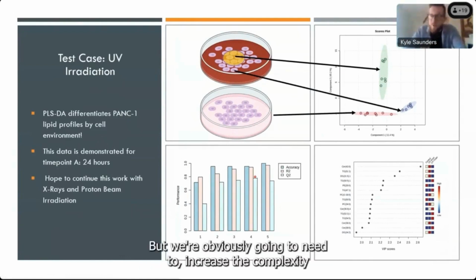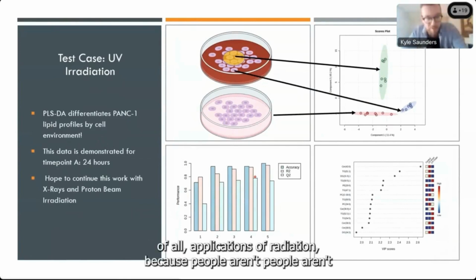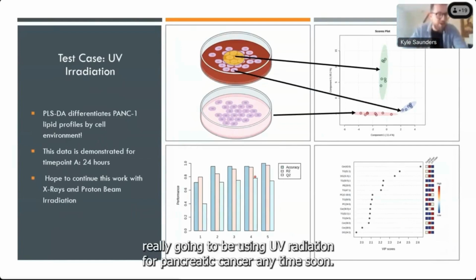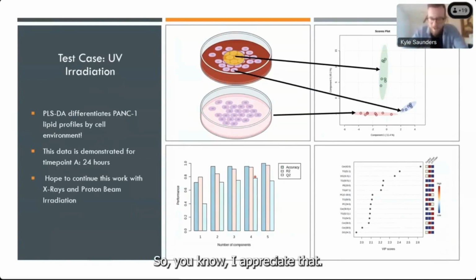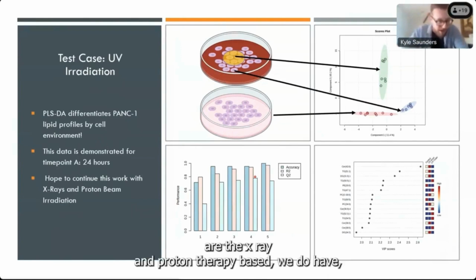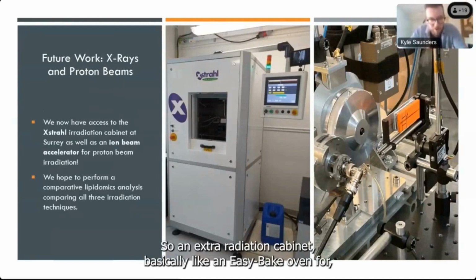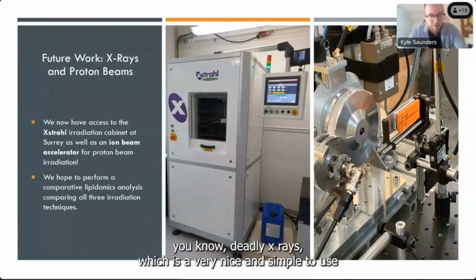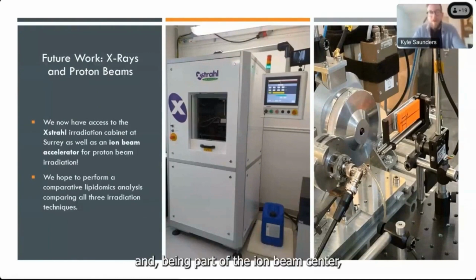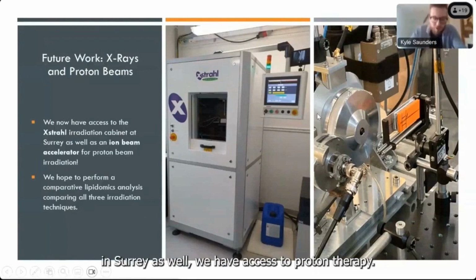But we're obviously going to need to increase the complexity and the sophistication of our application of radiation, because people aren't really going to be using UV radiation for pancreatic cancer anytime soon. I can appreciate that. So the treatments that we're focusing on at the moment are going to be X-ray and proton therapy based. We do have some quite nice solutions at the University of Surrey. X-ray radiation cabinet, basically like an easy bake oven for deadly X-rays, which is very nice and simple to use. And being a part of the Ion Beam Centre at Surrey as well, we have access to proton therapy.